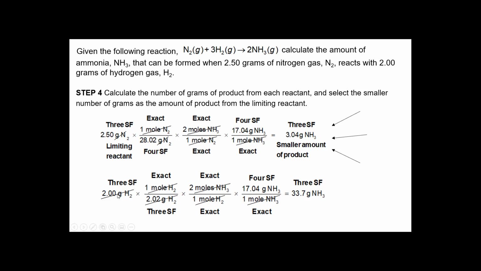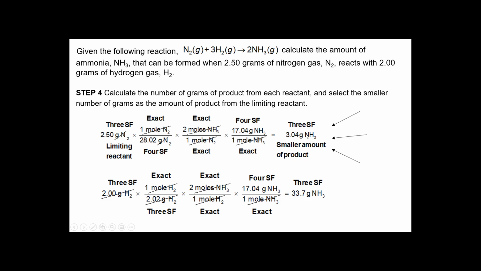And then here we have 2 grams is what we started with. We go through the molar mass of hydrogen. We do the balanced equation ratio that we can see here. And then we do the molar mass of ammonia, the product, and we end up with 33.7 grams. So this is a very big difference from 33.7 grams of ammonia to 3.04 grams of ammonia.